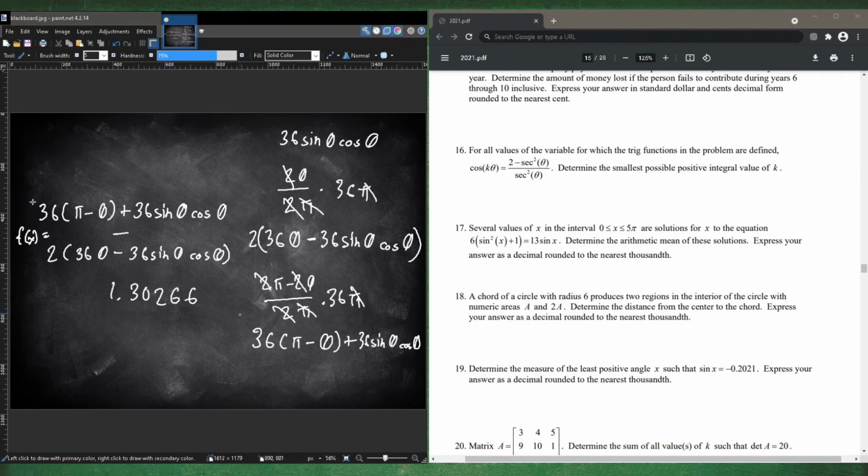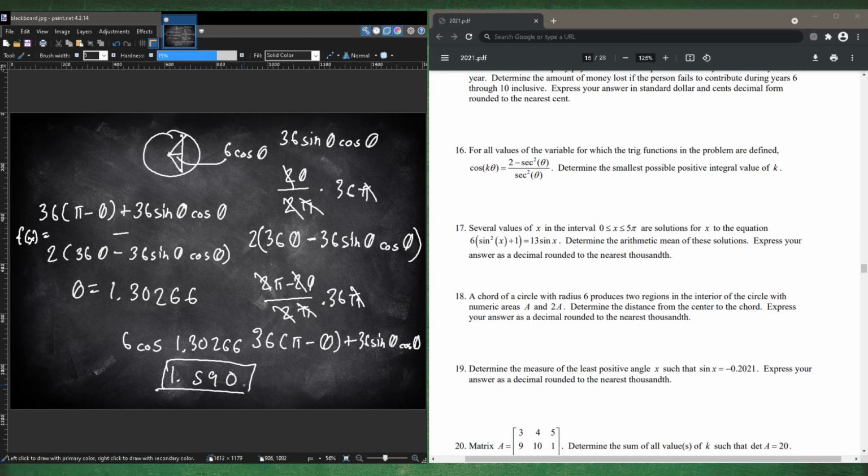1.30266. And if we want to find the distance in our picture, this is our smallest distance, which we wrote as 6 cosine of theta. So we already found theta, so we just need to plug it in. So 6 cosine of 1.30266 using your calculator is 1.5896, which in four significant figures is 1.590. And that is our answer for number 18.